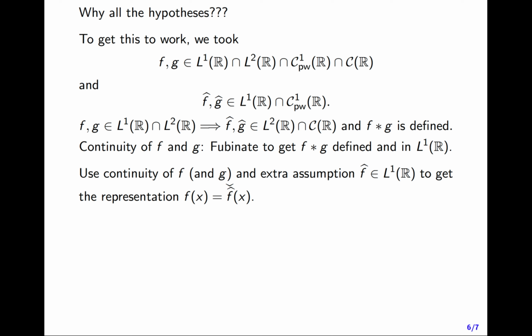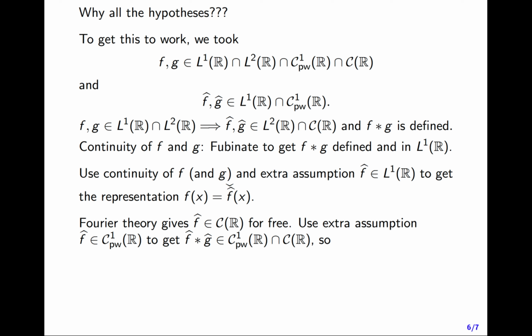And then the continuity of f and of g and the extra assumption that f hat is in L1 or g hat is in L1 gives us the representation f of x equals f hat check of x. Fourier transform theory from last week tells us that f hat is always continuous, so we don't have to do much more work with that. But to get the C1 piecewise, that I think is a bit harder, and we need to assume that.